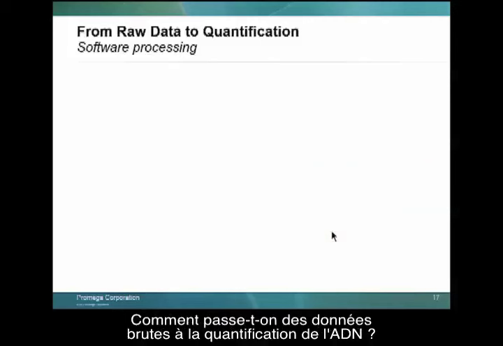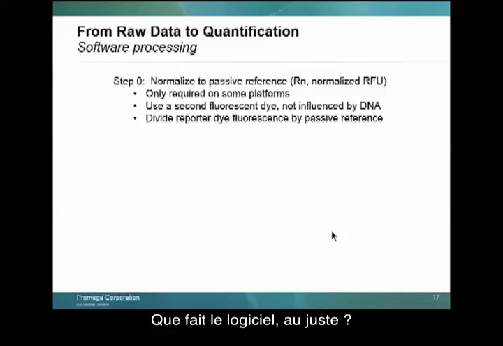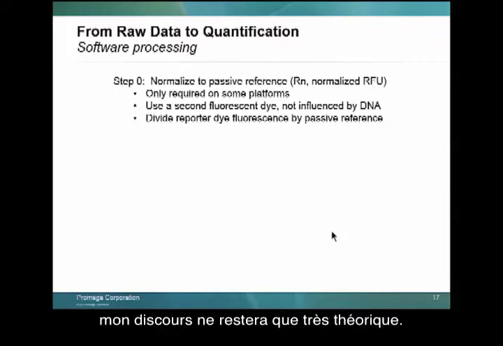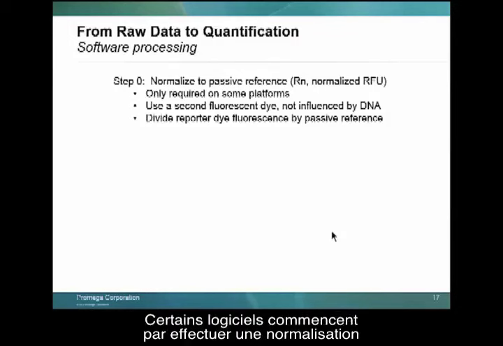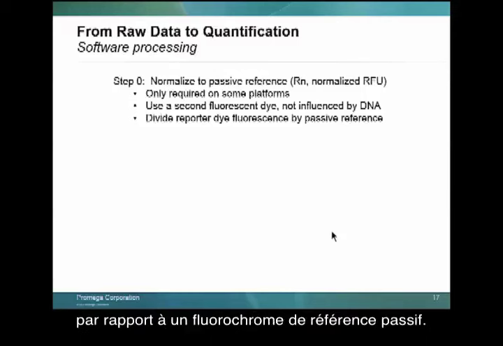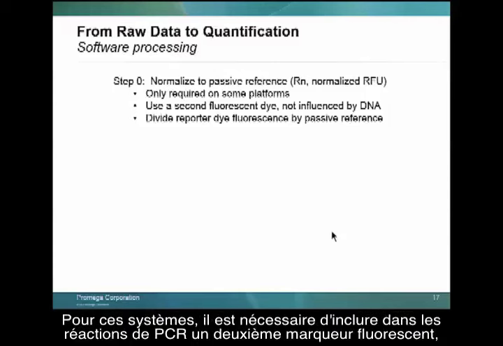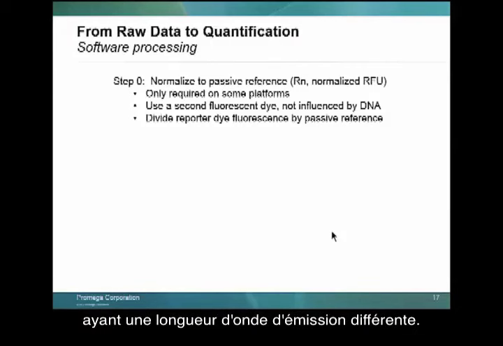So now, how do we get from raw data to quantification? What does the software do? Every software platform is a little bit different, and the algorithms are proprietary, so I can only really discuss in more general terms. Some platforms first perform a normalization to a passive reference dye, and here I'm thinking about platforms like the ABI platforms. For these systems, you need to include a second fluorescence dye in your PCR reaction that is a different emission wavelength.